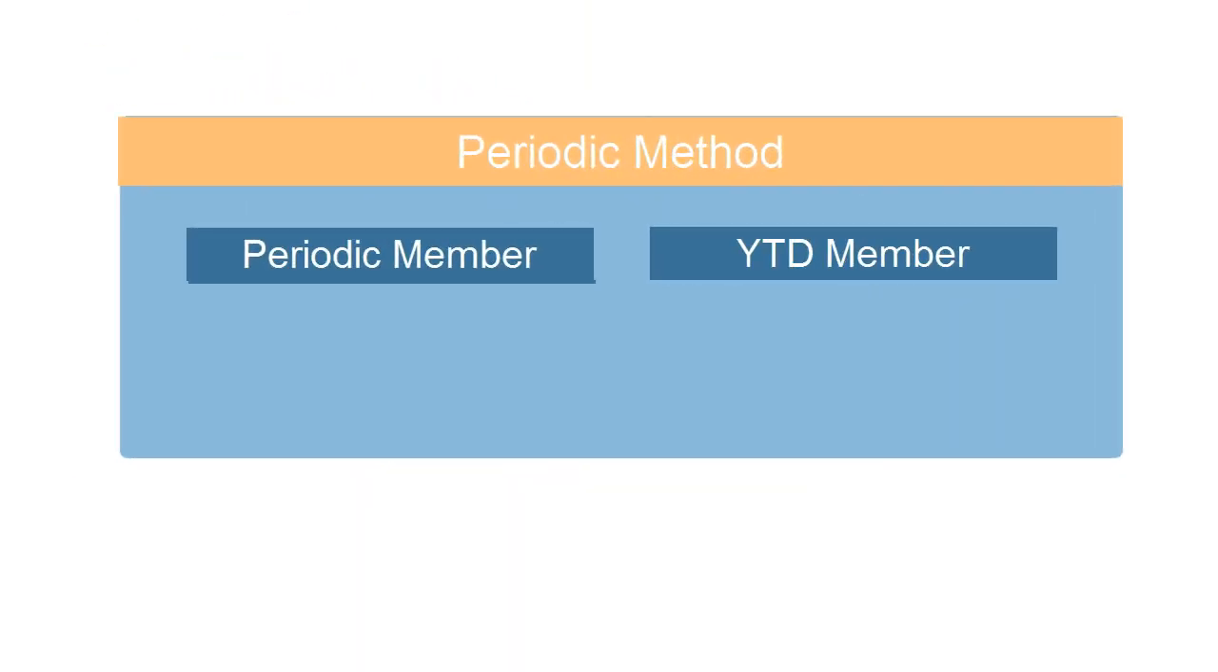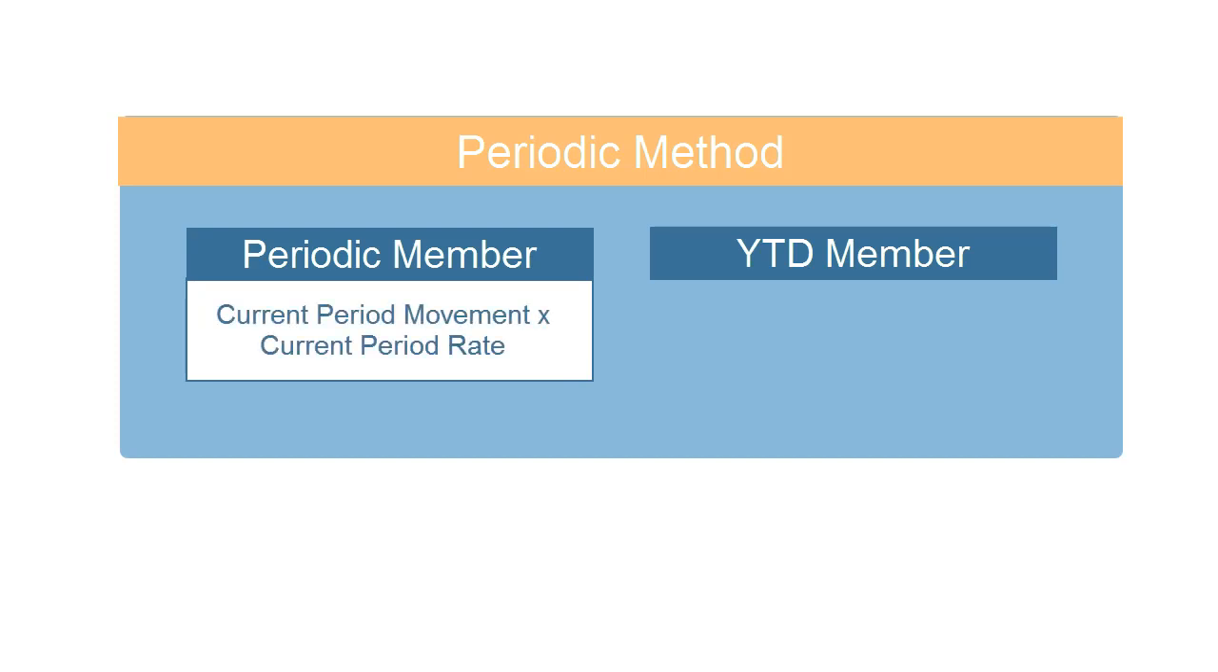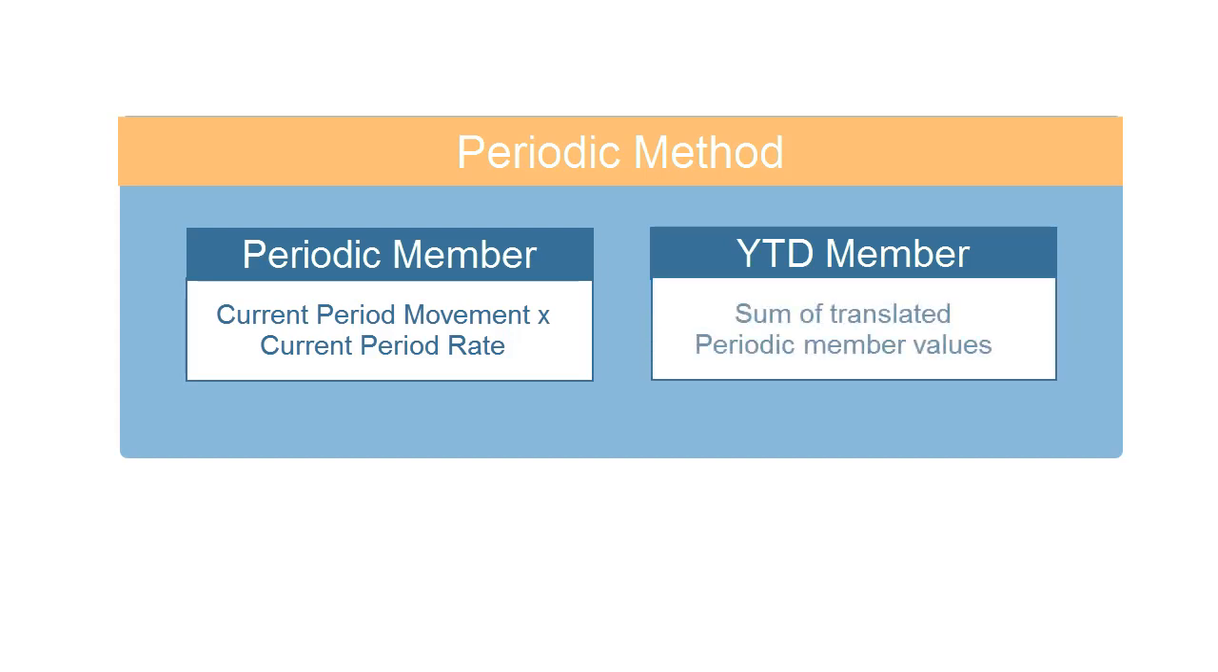With the periodic translation method, the value for the periodic member of the view dimension is the current period movement translated at the current period rate. The value for the year-to-date member is the sum of the translated periodic values from the first period of the year through the current period.